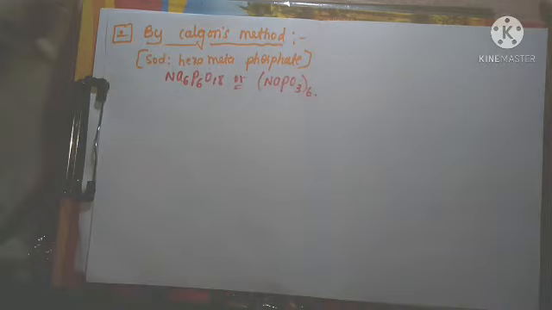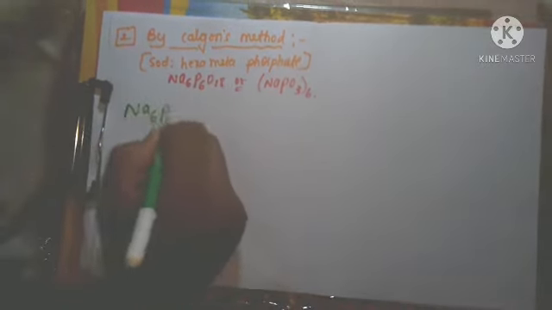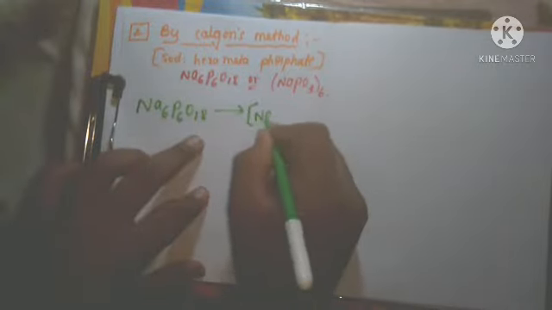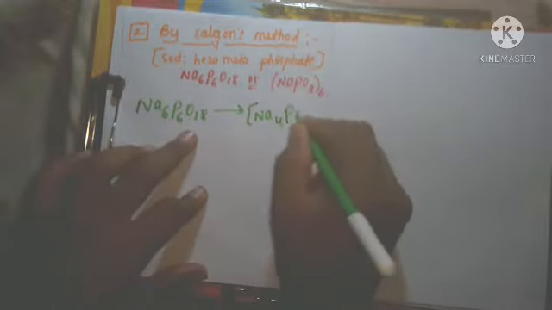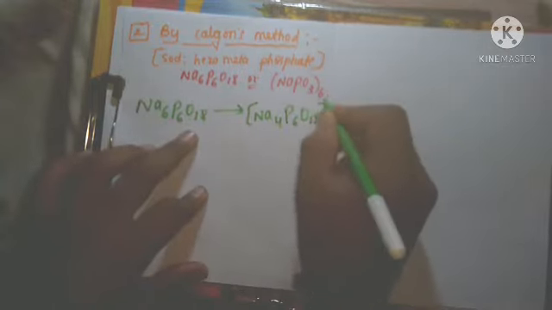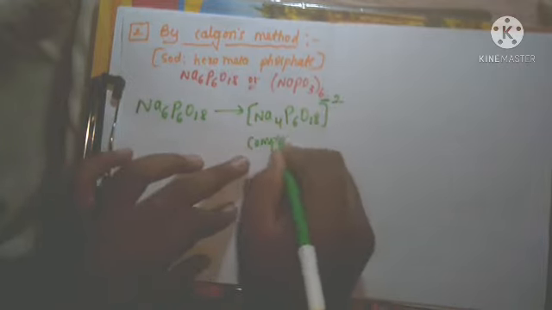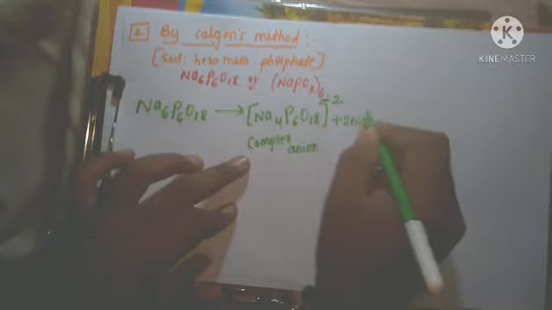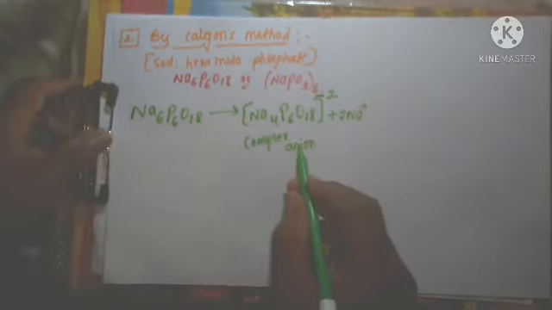Now, just check for Calgon. What is the formula? Na6P6O18. When it undergoes ionization, it produces a complex anion. Two atoms of sodium are removed, so it will be Na4P6O18. When the positive ions are removed, what is the charge? Minus 2. This is called a complex anion. Why is it formed? Because we have removed 2 Na plus from the Calgon. This is called a complex anion.